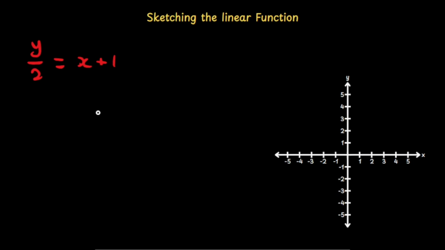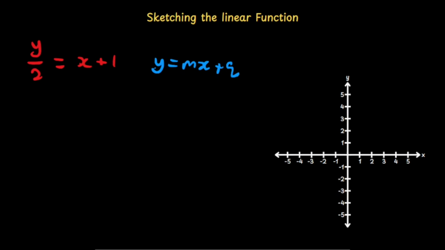Our first step when working with a linear function, or any function for that matter, is to write down the standard formula. In this case, because it is a linear function, the standard equation is y is equal to mx plus q. Now, there is something that is wrong with this equation, of course. We can see that it is telling us that y over 2 is equal to x plus 1.